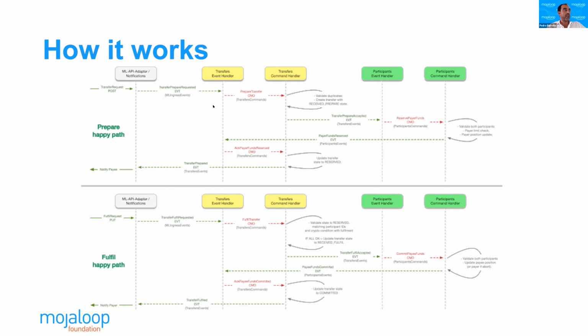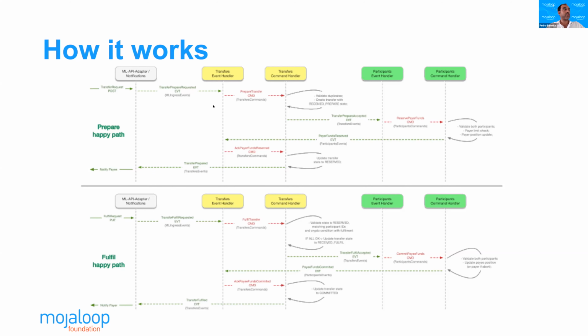At that moment, the ML API adapter sends the transfer prepare requested event to a special topic. That message gets interpreted by the transfer's event handler. And the purpose of an event handler in this design is just to react to things that happen on the outside, and if necessary, send a command to the other part of the transfers, in this case signaling that work needs to be done. So we are separating: one part decides, do I need to do something about this event that I just received? And the other part is, well, I'm actually going to do the work now.